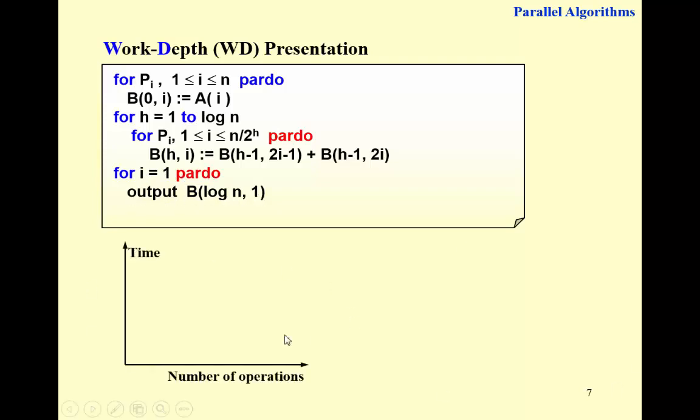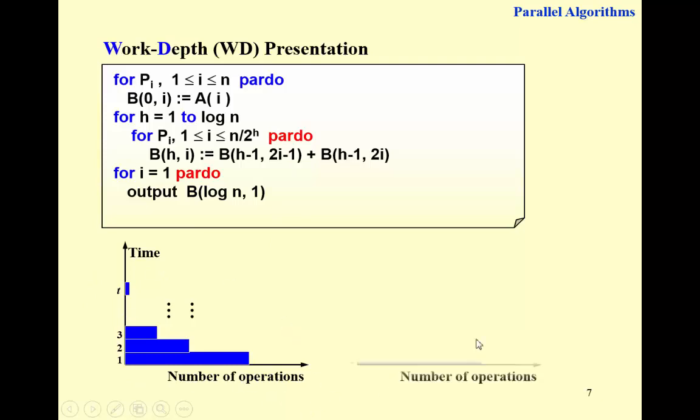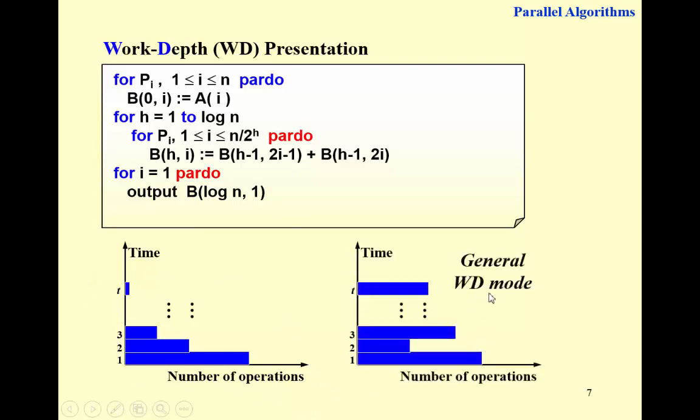Okay, so this is the figure corresponding to the work-depth presentation. We start from n processors, and then half of n processors are working, and so on and so forth. Right? So this figure means this model better reflects the reality, the real workload. So in general, the WD mode also solves a problem round by round. However, each round may have a different number of instructions.